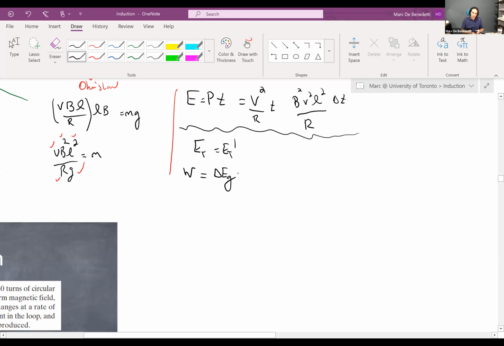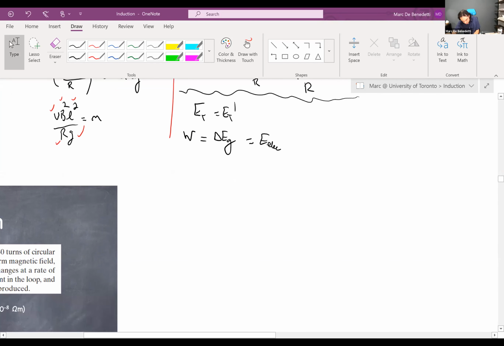This rod, as it's falling, is using some of its gravitational potential energy and converting it not into kinetic energy, because it's a constant 4 meters per second. So that loss in gravitational energy is not going to speeding up the object as it normally would if you were to drop an object. Instead, that energy is being transformed and flows, so to speak, into electrical energy. So this is going to equal the electrical energy.